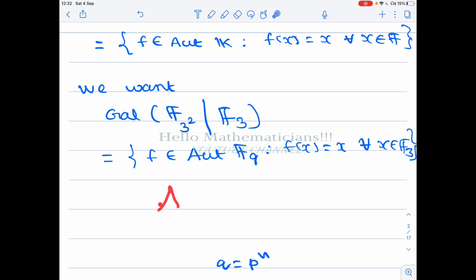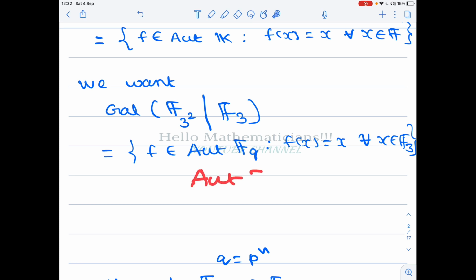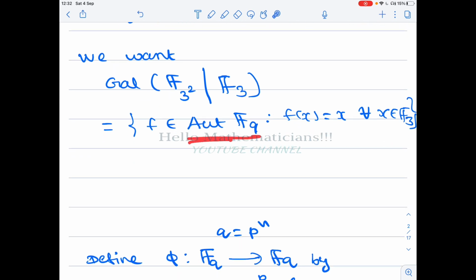So first we have to understand what an automorphism of FQ is. Once you know the automorphisms of FQ, then we can take Q to be 9, and inside the automorphisms of F9, you can check whichever automorphism satisfies this condition. So first we want to understand this.